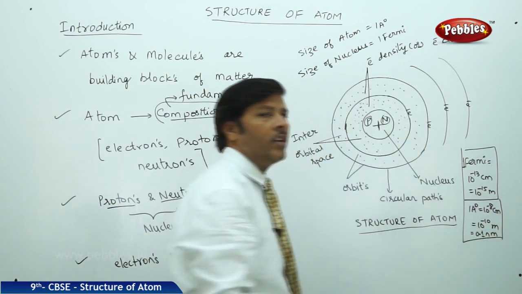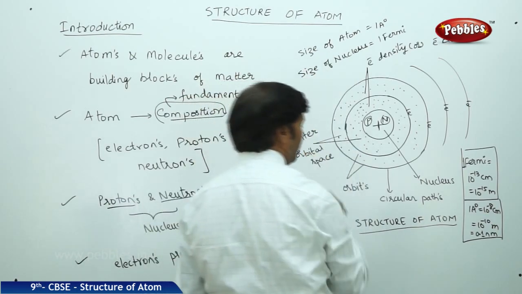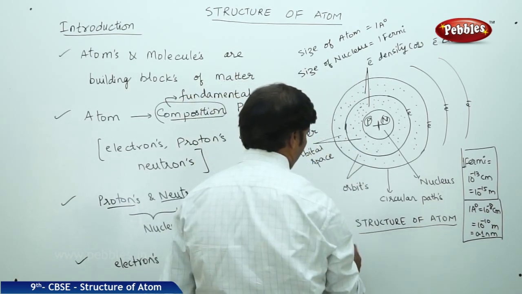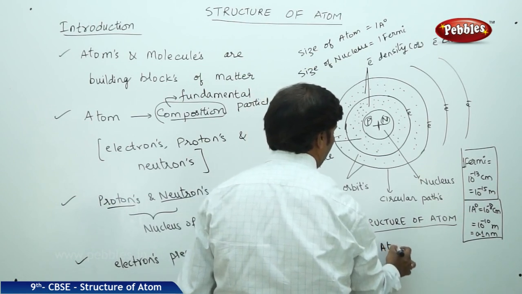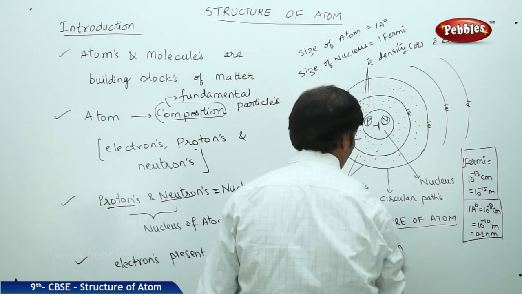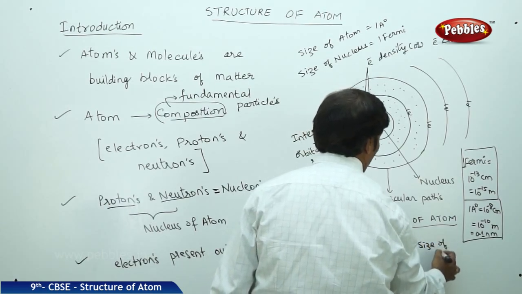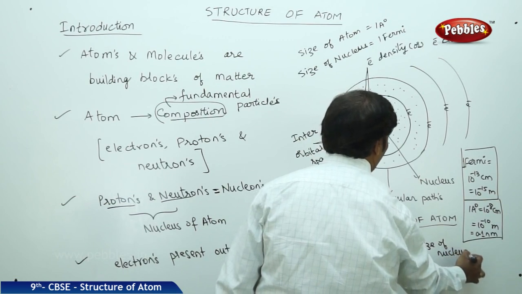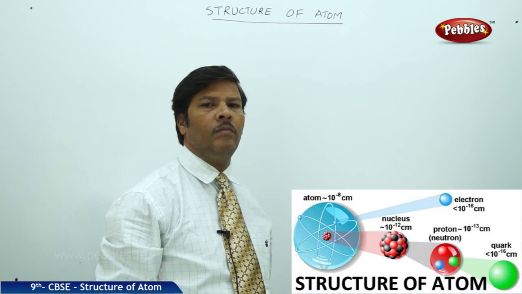Nanometer. So these are all important conversions, and it is very clear that the size of the atom is greater than the size of the nucleus. From the values we can say that the size of the atom is greater than the size of the nucleus.